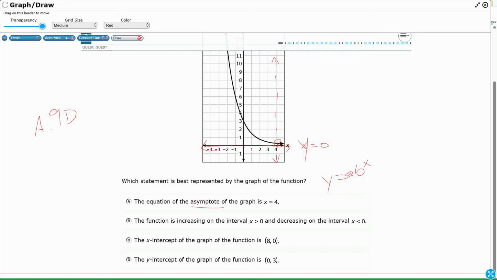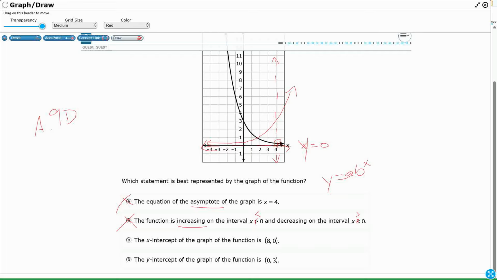So the function is increasing at the interval x and decreasing at the interval. Okay, so increasing means going up. So as x is greater than 0, it means it's increasing, and decreasing at x is less than 0. That is exactly the opposite of what is happening. So if we were to change this, then that would be correct. But no, we're not there.